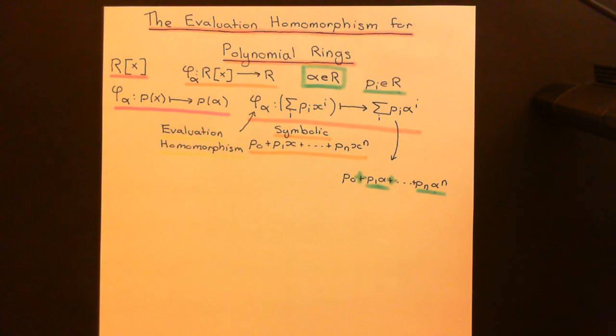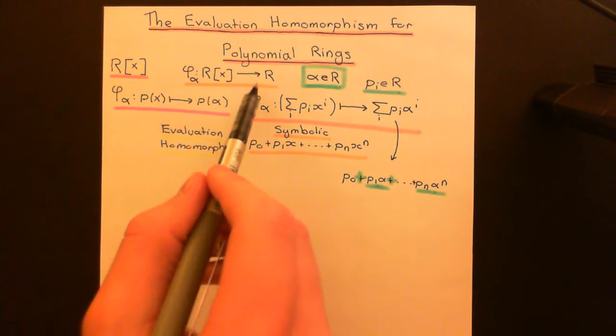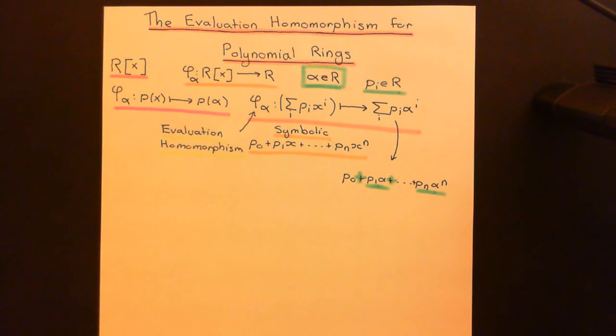What remains to be shown now is that this is actually a homomorphism, a ring homomorphism. We've got a mapping from one ring into another ring. Let's now check that it's a homomorphism. There are 3 criteria that we need to prove are true: additive compatibility, multiplicative compatibility, and the fact that the multiplicative identity in the first ring is mapped onto the multiplicative identity in the second ring.